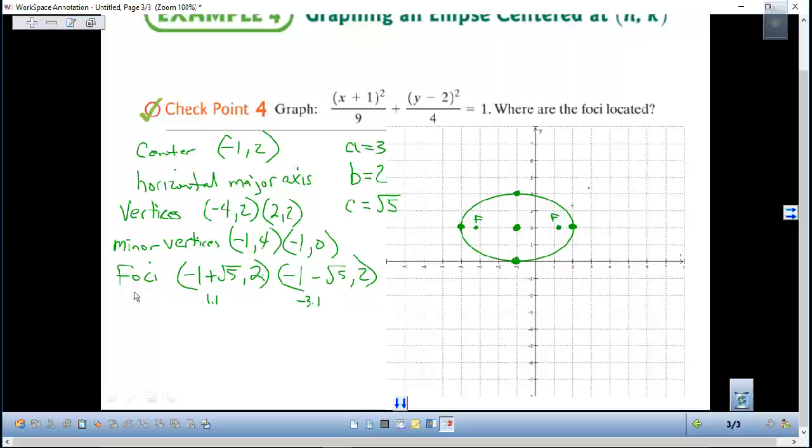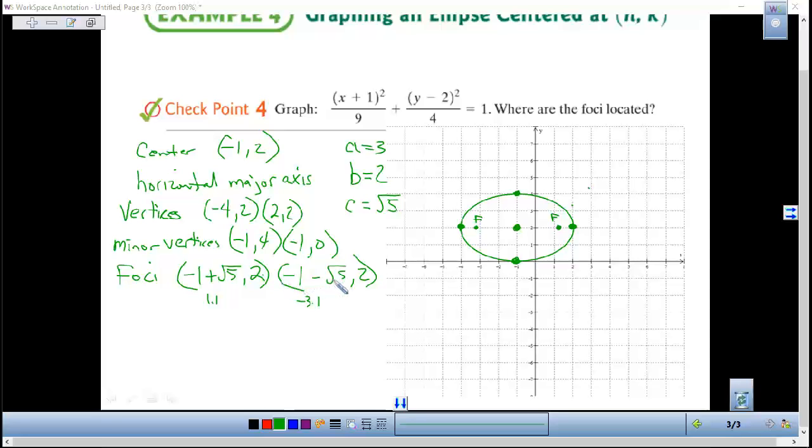And then to find the foci, you're going to move along the horizontal major axis. In other words, your x value is going to change, and you're going to add your c and subtract your c, plus the square root of 5, and minus the square root of 5. So you get negative 1 plus the square root of 5. Remembering that the square root of 5, just like we found last time, is roughly around 2.1, just an estimate. So negative 1 plus 2.1 gives me 1.1. That gives me this focus right here.